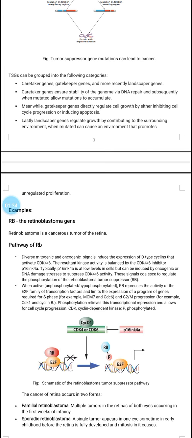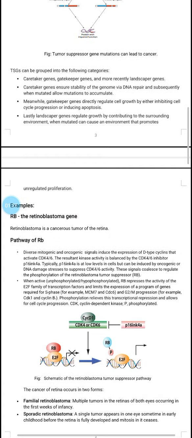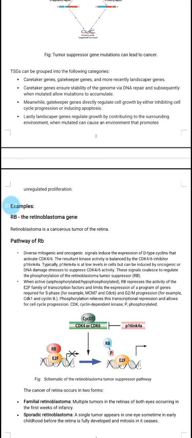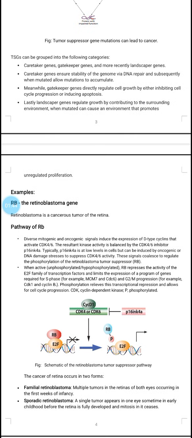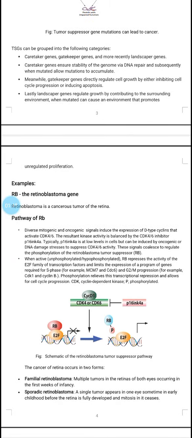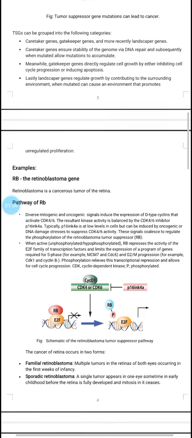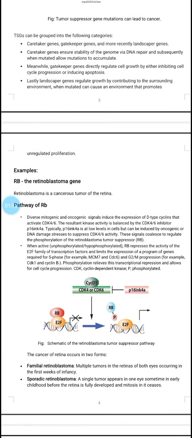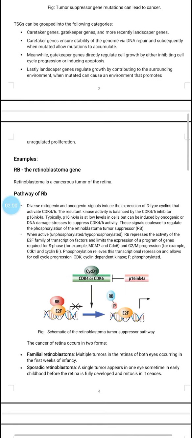Lastly, landscaper genes regulate growth by contributing to the surrounding environment. When mutated, they can cause an environment that promotes unregulated proliferation. Next example: RB, the retinoblastoma gene. Retinoblastoma is a cancerous tumor of the retina.